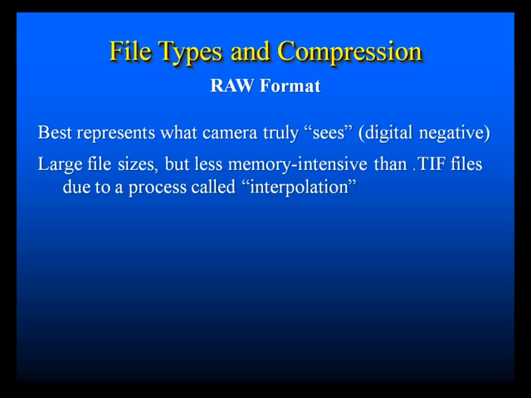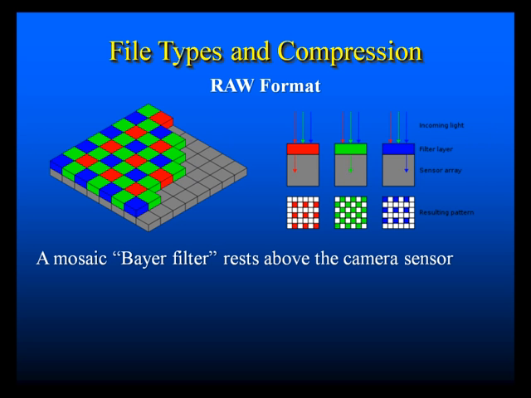The file sizes are large, but not as large as the TIFF files, and that's due to a process called interpolation. And just a brief explanation of that for you technophiles out there. The actual image sensor, I said, has all these different photosites. Now the photosite, each one itself, really just reads an intensity of light, doesn't read color. So how do we get it to read color? Well, you put a little teeny filter over each site.